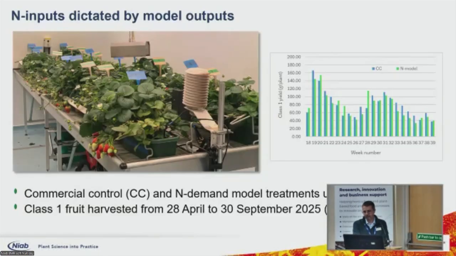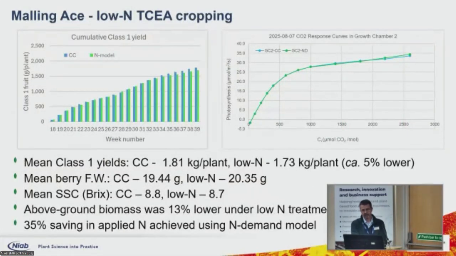And you can see there on the right-hand side, that's the cumulative class 1 yield each week during the cropping season. If we look at the total yield over that time, you can see there again, very little difference between the commercial control, which was 1.8 kilograms a plant of class 1, and the low nitrogen, which is 1.7 kilograms. So about 5% lower, but not statistically significant. No real impact on berry fresh weight, individual berry fresh weight, and no real impact on soluble solids content or brix. What we did see, though, however, is a 13% reduction in the canopy area.